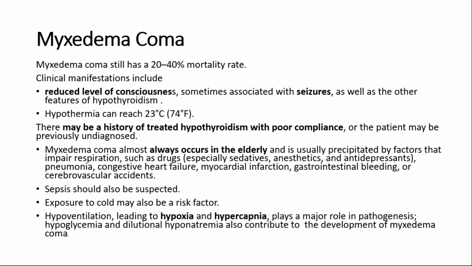As a rule, it almost always occurs in elderly patients, not in young hypothyroid patients, and is precipitated by factors such as antidepressants, sedatives, or the patient has developed pneumonia or heart failure, or has an attack of MI or GI bleeding. These are the precipitating factors which lead to myxedema coma. Sepsis should also be suspected whenever we are thinking of myxedema coma, or vice versa. In sepsis, we can suspect myxedema coma when the patient turns out to be unconscious apart from septic encephalopathy.